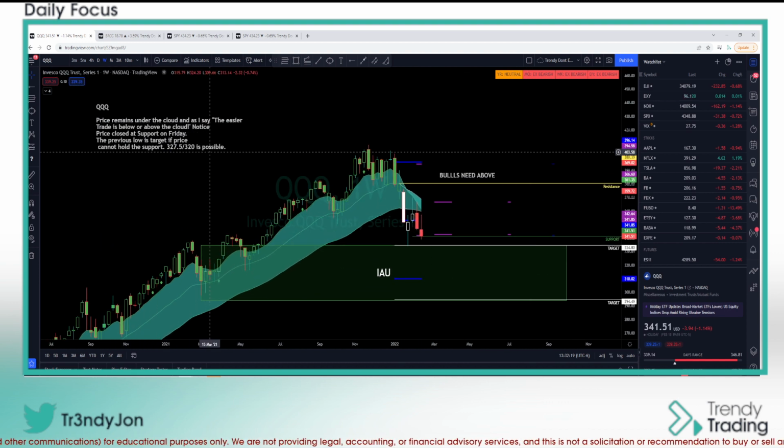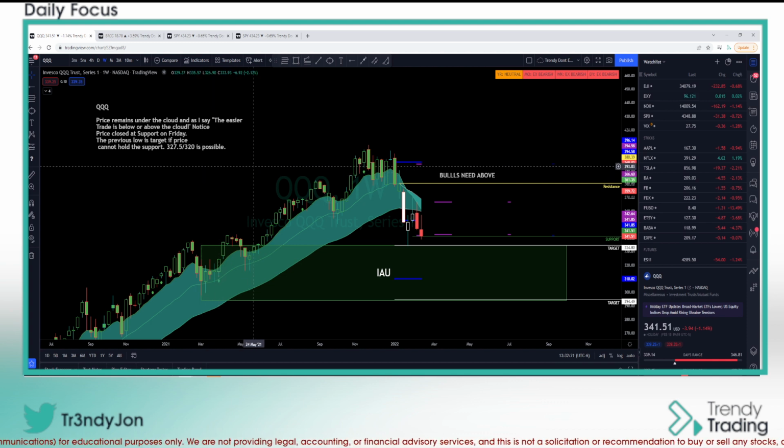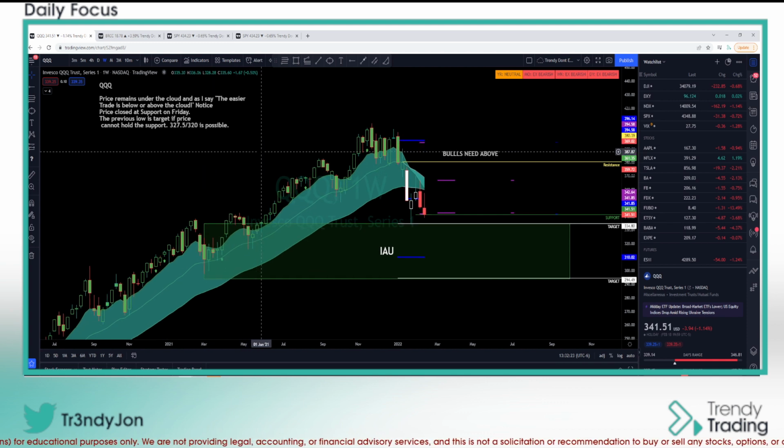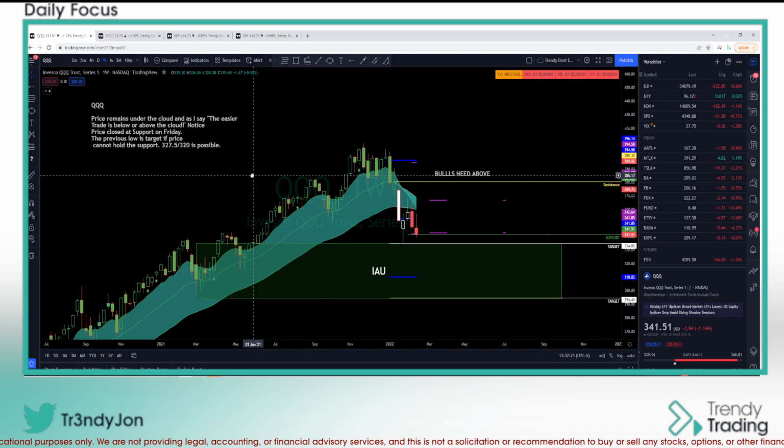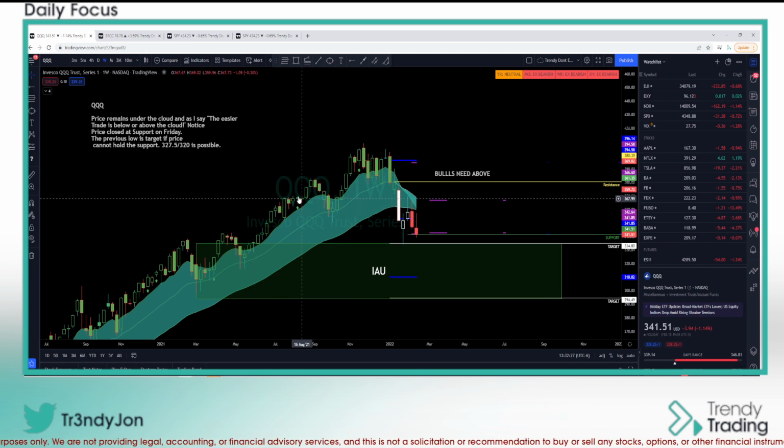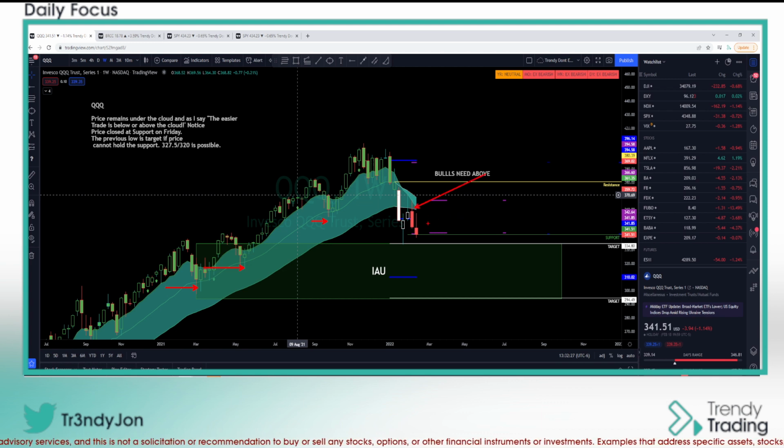Price remains under the cloud. And as I say, the easier trade is below or above the cloud. This is very true. If you think about it, when you're in the cloud, it's never that easy. It gets a little rocky. It's a little bumpy. It's very volatile. But one thing remains the truth. We are underneath the cloud, and as you can see, that cloud is resistance until proven otherwise.